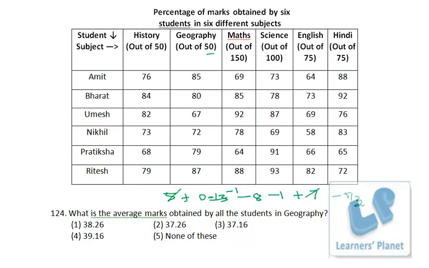So precisely it is 78 1 by 3. That is the average percentage in geography, right? Now these are out of 100. So if we have to calculate out of 50, we can just do half of this. So half of 78 will be around 39 and half of 1 by 3 will be 1 by 6. So 39 1 by 6 will be your actual answer. Okay. I hope you are clear.